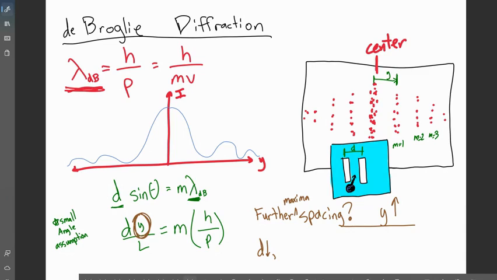For y to increase, if that's on top, we would need the bottom to also increase, so we could increase L. M is just an integer, so we can't change that. H is a constant, so we can't do anything with that either.